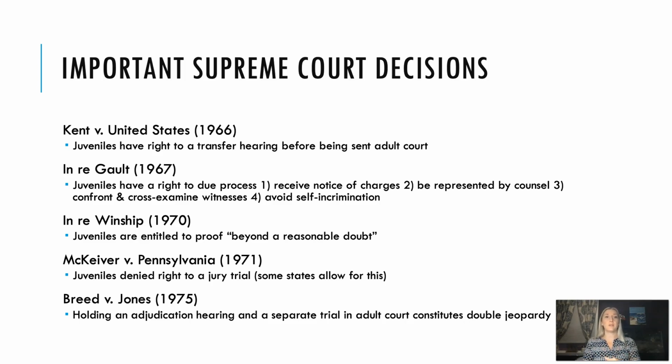And then in 1971, the Supreme Court did say that juveniles do not have the right to a jury trial. So it's important to know they don't have the right to one, but some states do allow for juveniles to have jury trials. And then Breed v. Jones in 1975 said that when you do transfer youth to the adult system, if you hold an adjudication hearing in juvenile court and then transfer the case to adult court and have a separate trial, that does constitute double jeopardy, which we know is unconstitutional.